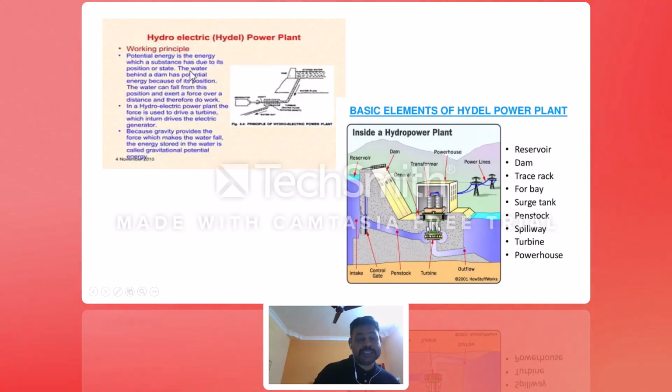Here is the principle given. Potential energy is the energy a substance has due to its position and state. While storing the water, it will be with potential energy. The water behind the dam has potential energy because of its position. The water can fall from this position, exert a force over a distance, and therefore do work. In a hydroelectric power plant, the force is used to drive the turbine, which in turn drives the electric generator. Gravity provides the force which makes the water fall. The energy stored in the water is called the gravitational potential.